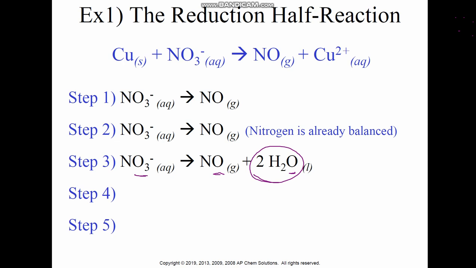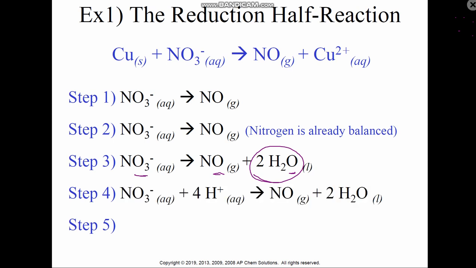Step 4 is to balance the hydrogens. To balance the hydrogens, we need to add our H+ ions. So here we are balancing with our H+ ions. We have 4 hydrogens over here, so we add 4 hydrogen ions right here.